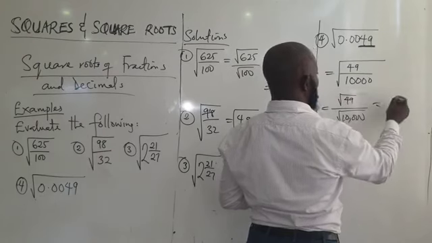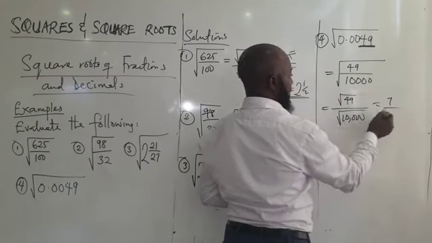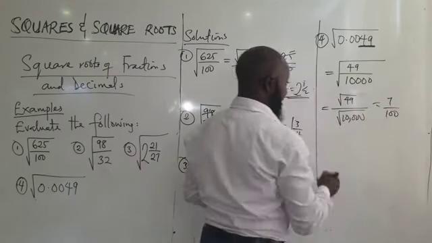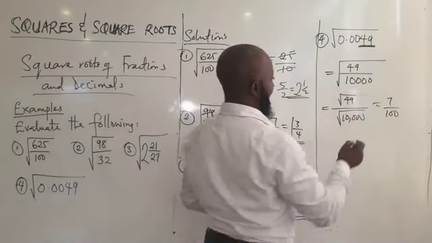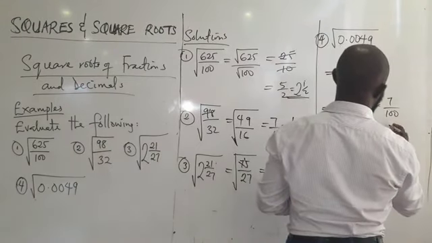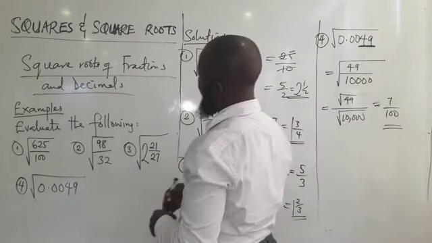So what is the square root of 49? That is 7. The square root of 10,000 is 100, because 100 times 100 will give you 10,000. So that is it. The answer here is what? 7 over 100. So that is that on square root.